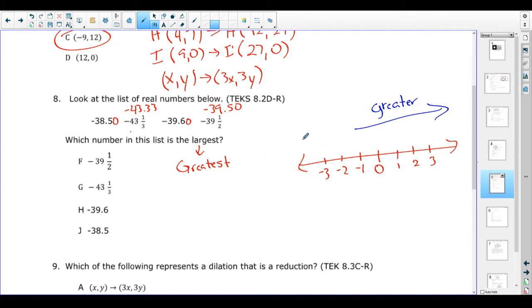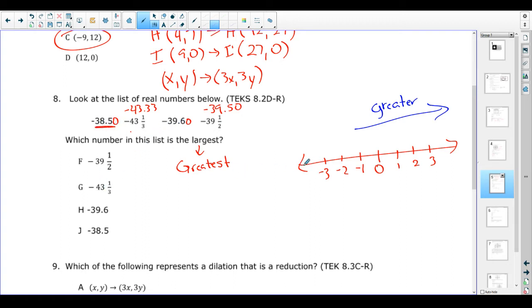So when we're talking about the greatest negative number, we're actually looking for the smallest value. It's the smallest whole number equivalent. So if we say 38, it is closer to 0 than 43. 38 is closer than 39 to 0. So the biggest number on this list is 38.5.